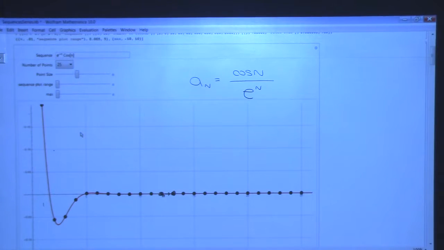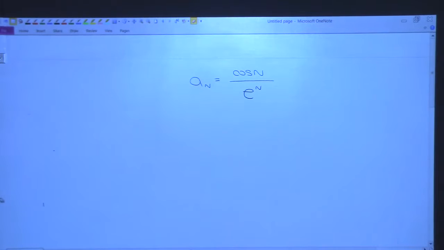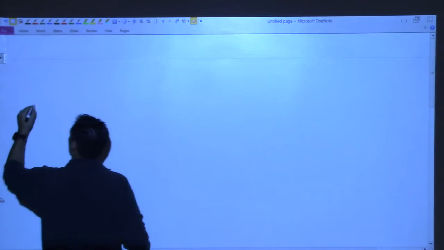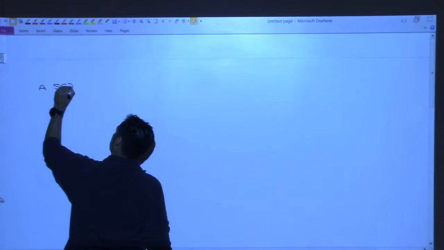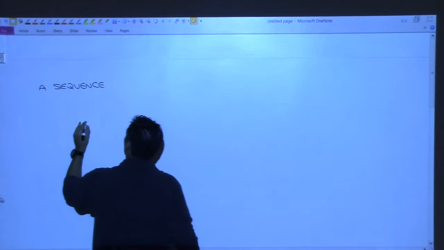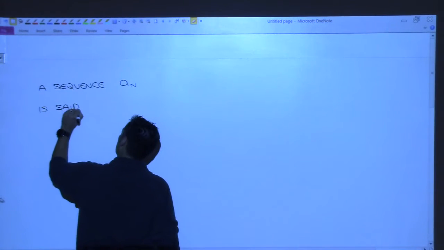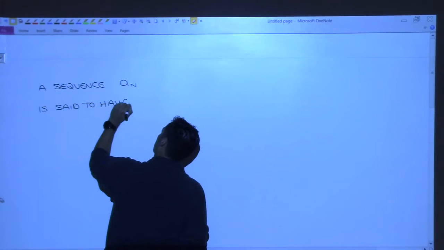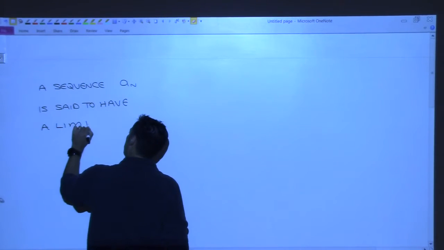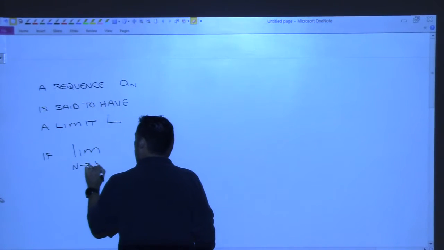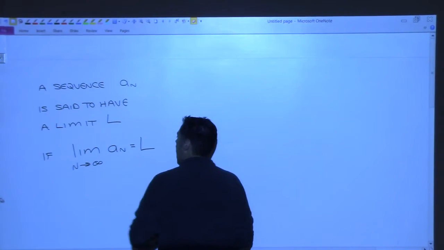All right, so we have a definition now. A sequence a sub n is said to have a limit, capital L, if the limit as n goes to infinity of a sub n equals L.